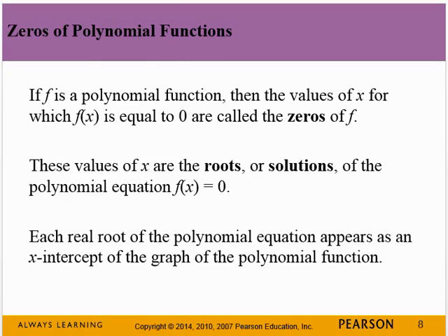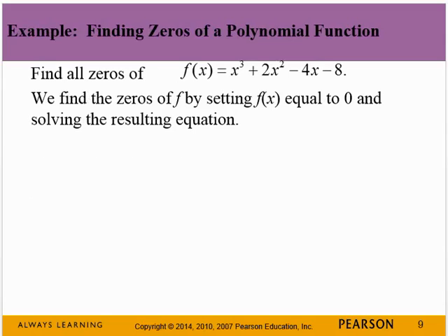Zeros of a polynomial function. If f is a polynomial function, then the values of x for which f of x is equal to 0 are called the zeros of f. We learned this with quadratic functions. The values of x are the roots or solutions of your polynomial equation where f of x equals 0. Each real root of the polynomial equation appears as an x-intercept of the graph. So find all zeros of that function.